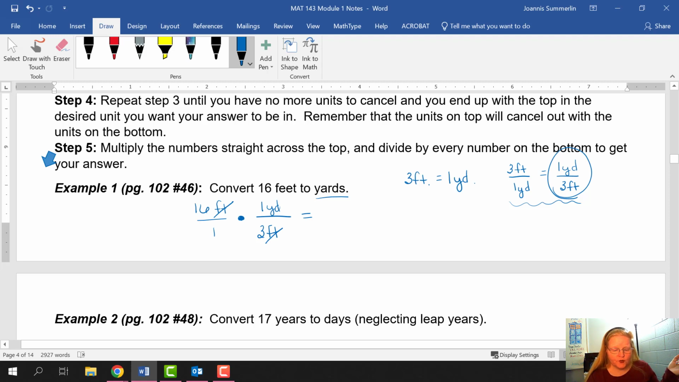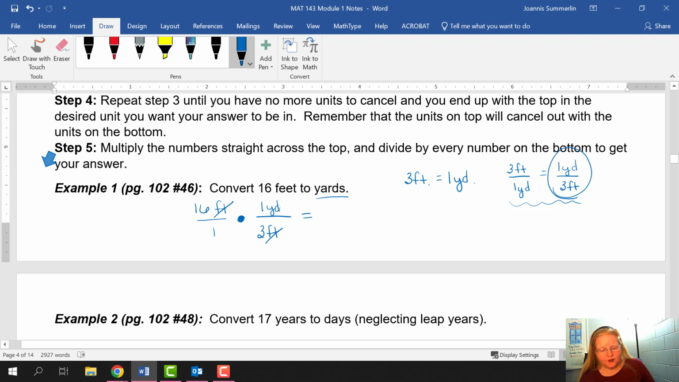This only works when you're multiplying. If there was some other operation there, if there was division or addition or subtraction, it wouldn't work. You have to be multiplying. But because we're multiplying, this works. So that's why you always want to make sure you're multiplying in this. Because I have my feet on top and my feet on bottom, my feet can cancel out. That means the only unit I'm left with is yards, which is really good because that's what we wanted. We wanted our yards to be on top.